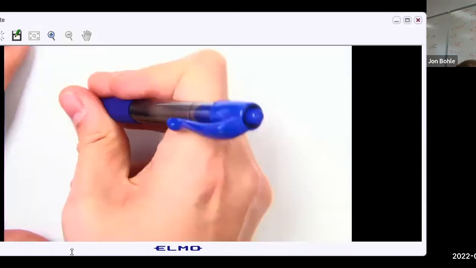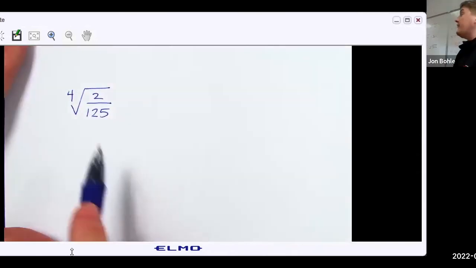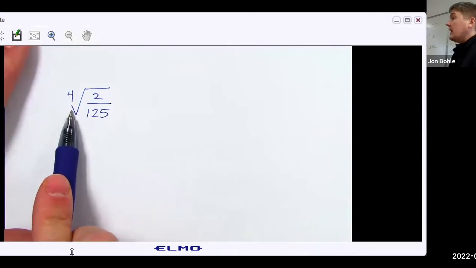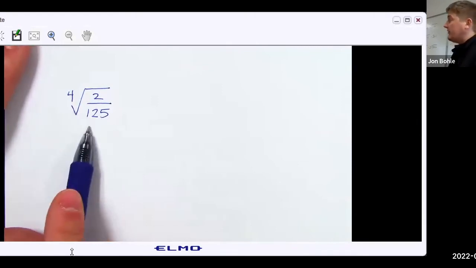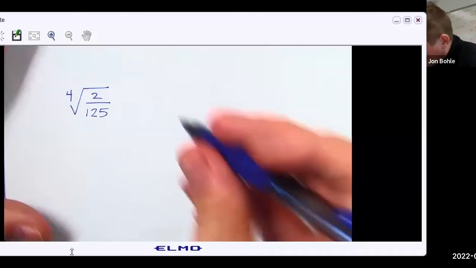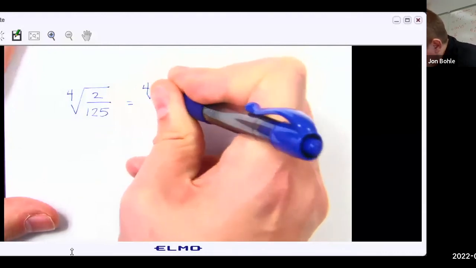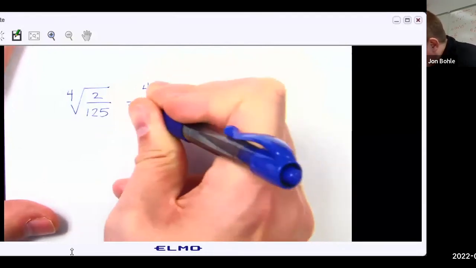So this is also learning target 4, simplifying radicals. Let's say I have the 4th root of 2 over 125. Sorry, I got to do a little math here. Okay, I can't have a fraction in my radical, and I can't have a radical on the bottom of a fraction and it be considered simplified.